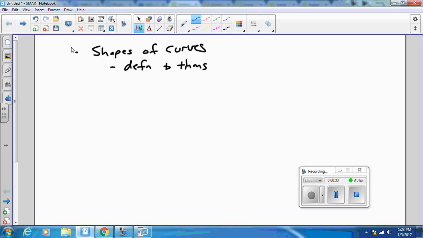How many of you have gotten started on your project already? None of you? Okay. You might want to make sure you get started on that. It's due Friday. You probably can't do it all Thursday night. So, shapes of curves, definitions and theorems are what you need to be using for your project.